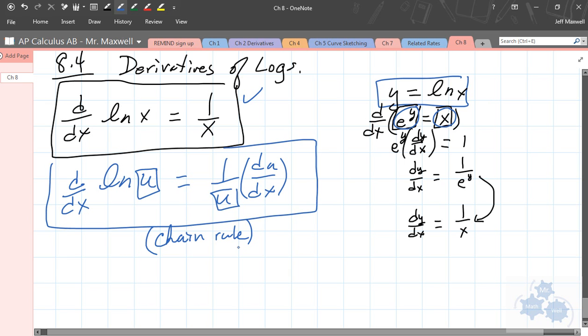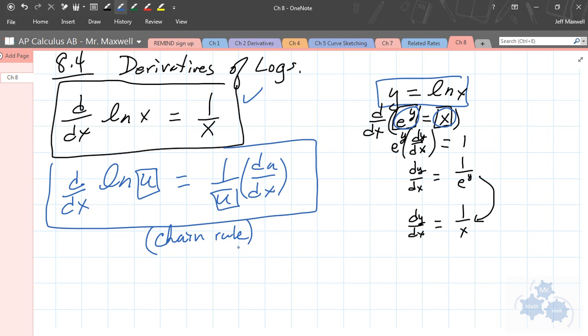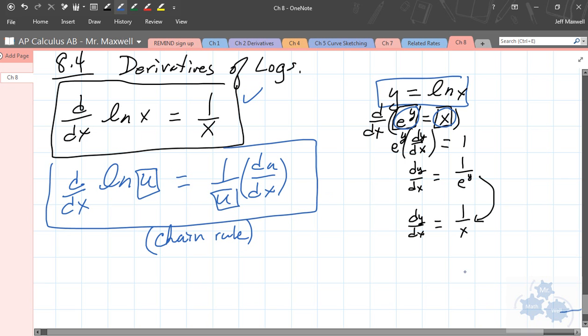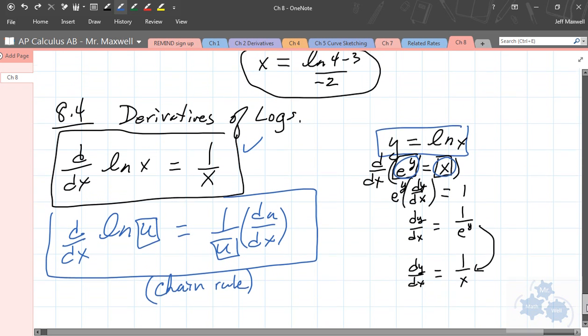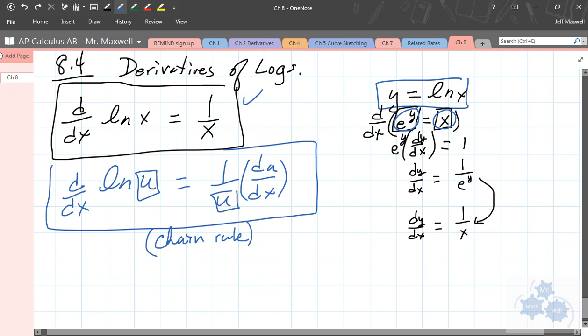Shall I stop there? Yeah, I'll probably stop there and let you guys do some practice on all this stuff, okay? I won't do the derivative of exponentials, which is the last part of this section.